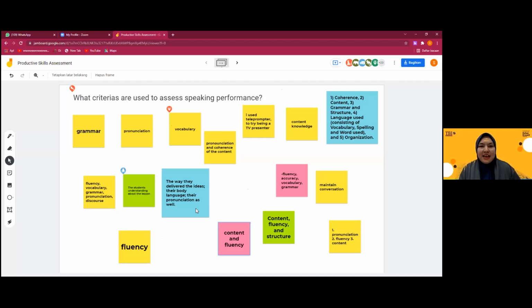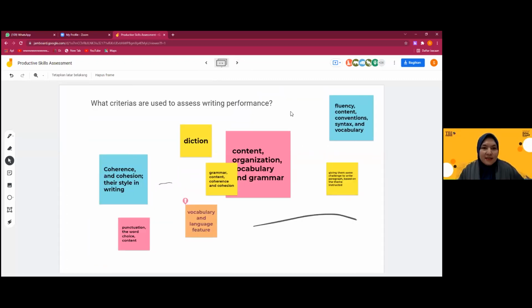Okay, so I can conclude that most of you use the criteria of grammar, pronunciation, vocabulary, content knowledge, the organization, and then the fluency, also accuracy, as criteria in assessing speaking. And how about the second one, the criteria that you all use to assess writing performance? Wow, great. I can see that you write coherence and cohesion there, and then punctuation, the word choice, vocabulary and language feature.